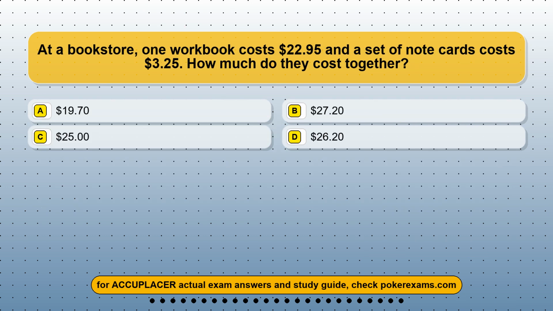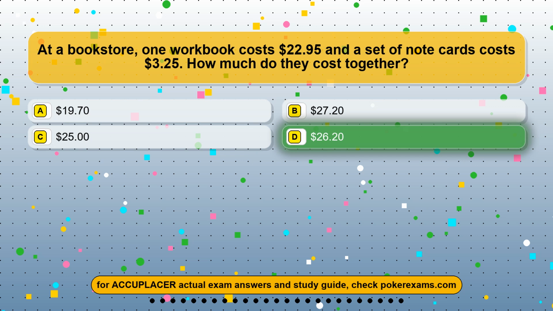Question 14. At a bookstore, one workbook costs $22.95 and a set of note cards costs $3.25. How much do they cost together? Option A, $19.70. Option B, $27.20. Option C, $25. Option D, $26.20.